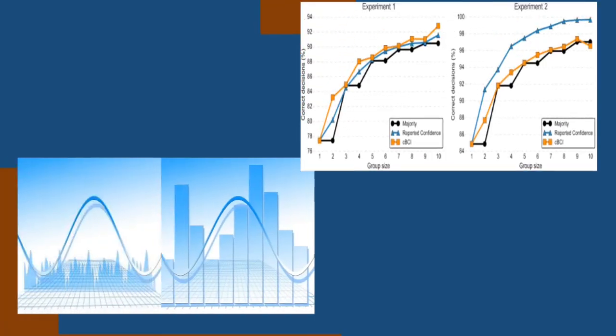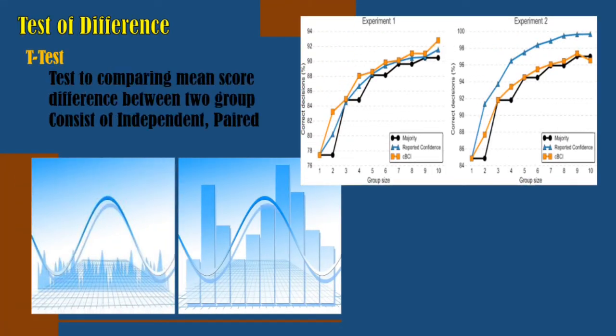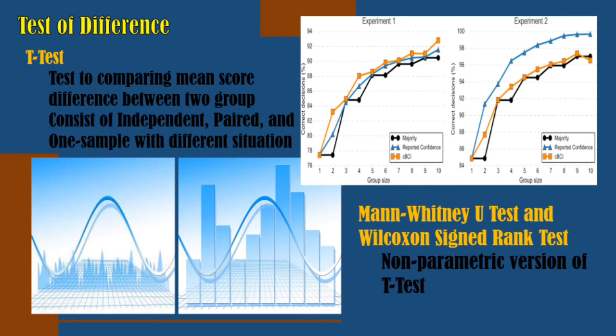Then we have now the tests of difference. First is the t-test. This is a test for comparing mean score difference between two groups. This consists of the independent, the paired, and the one-sample t-test, for different situations. The t-test is most commonly applied when the test statistic would follow a normal distribution if the value of a scaling term in the test statistic were known.